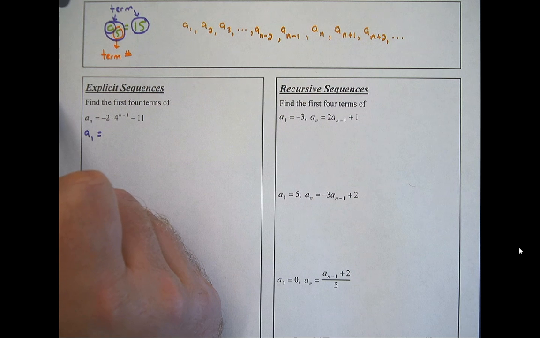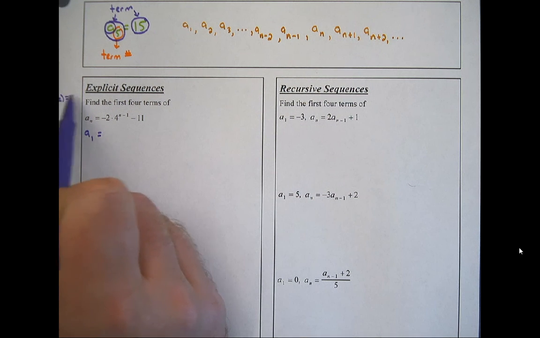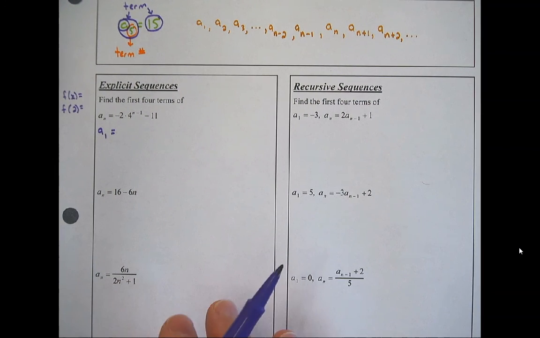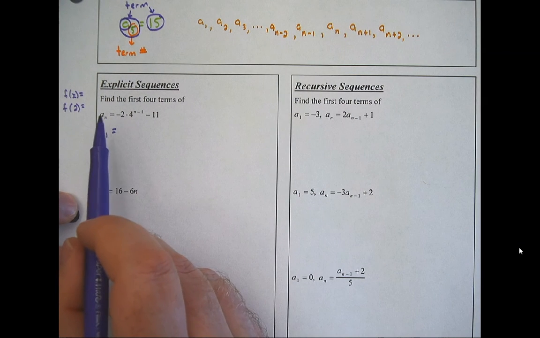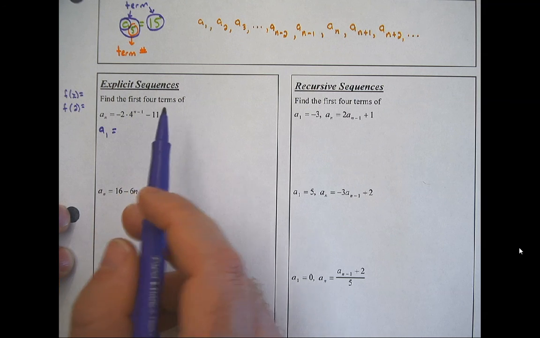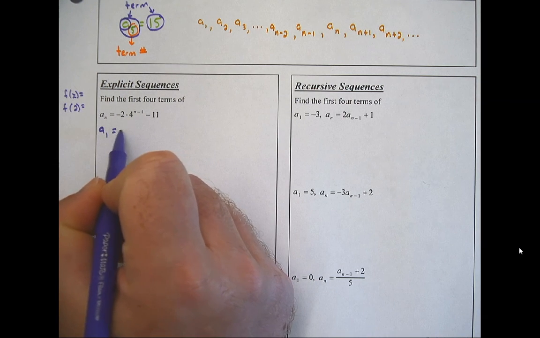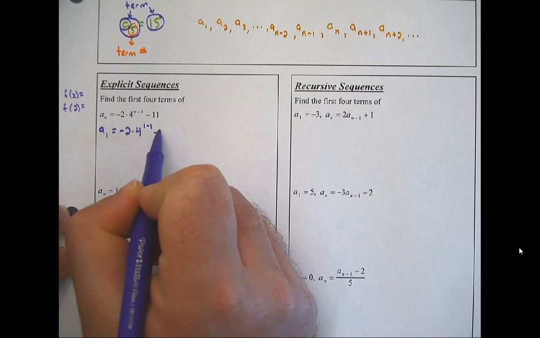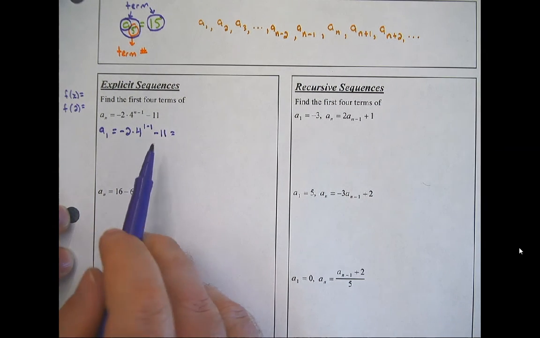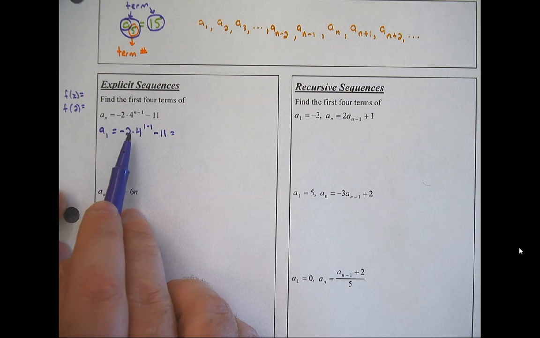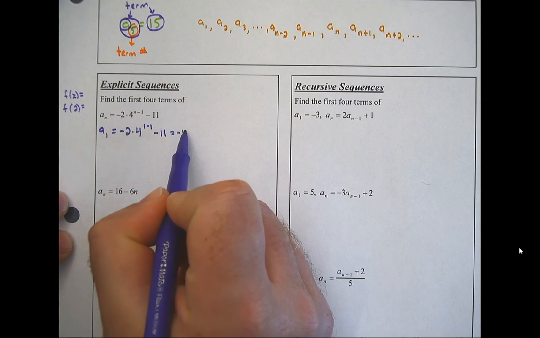This is similar to when we have f of x equals some equation, and I say, what's f of 2? You take 2 and you plug it in for x. So what changed between A sub n and A sub 1? The n became the 1, so anywhere there's an n, I'm going to plug in a 1. So this would become negative 2 times 4 to the 1 minus 1, subtract 11. If you need your calculator, go get it, but I can do this in my head. 4 to the 1 minus 1 is 0, so 4 to the 0 is 1. 1 times negative 2 is negative 2. Negative 2 subtract 11 is negative 13.